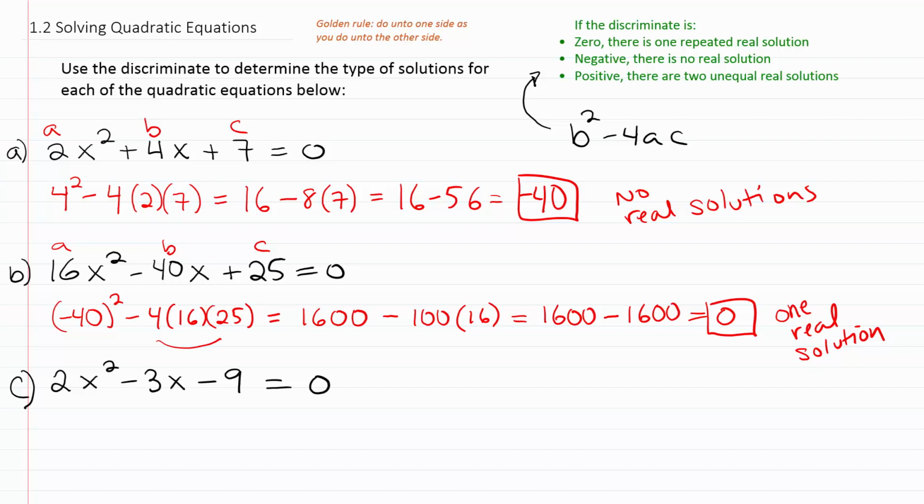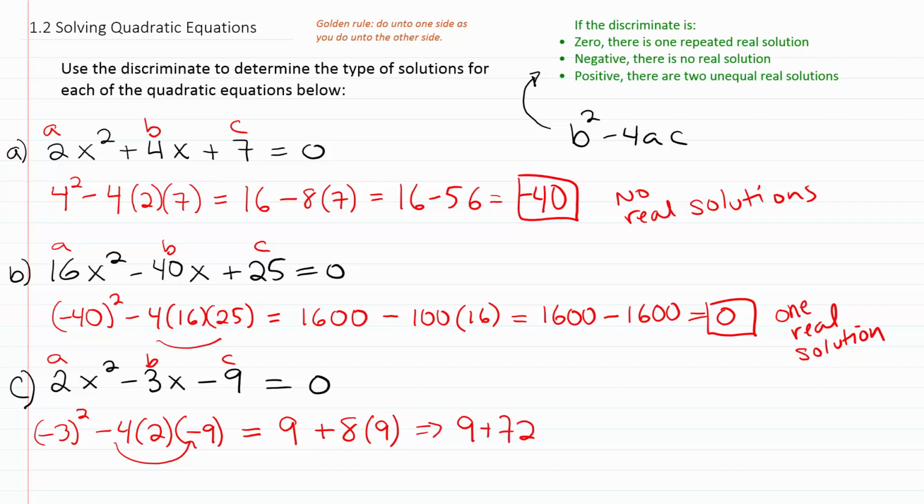All right, and then finally the last case, the last trinomial here has A, B, and C coefficients. If I do the discriminant, it'll be negative 3 quantity squared minus 4 times the A term times the C term of negative 9. So that'll be 9, and then it'll be negative times negative is going to be positive, right? Because there are two negatives in this statement. It'll be 8 times 9, and so that's going to end up giving us 9 plus 72, or in other words, 81. This number is positive, so it means there are going to be two unequal real solutions. And that's it.